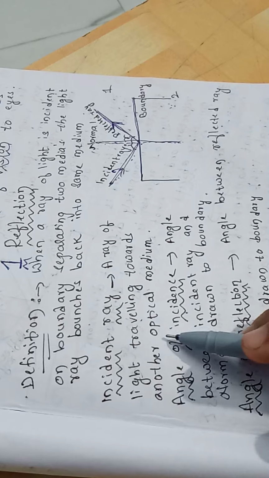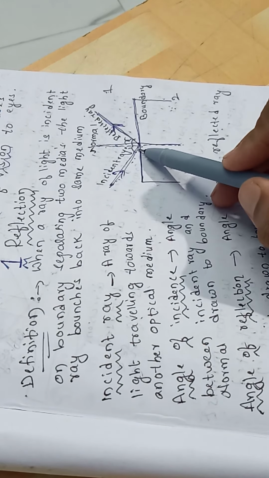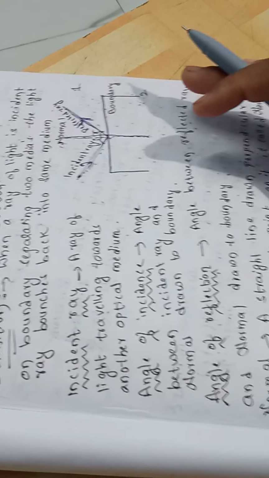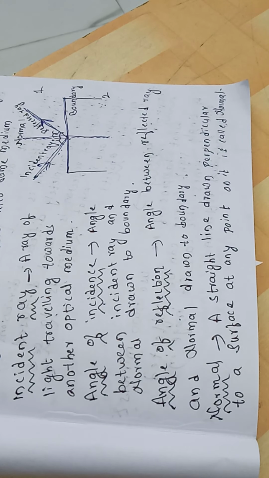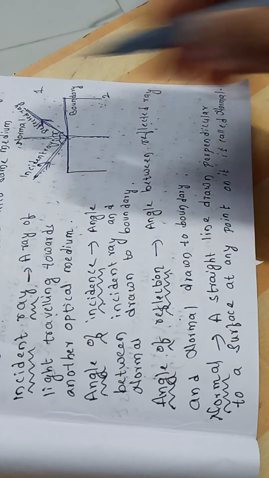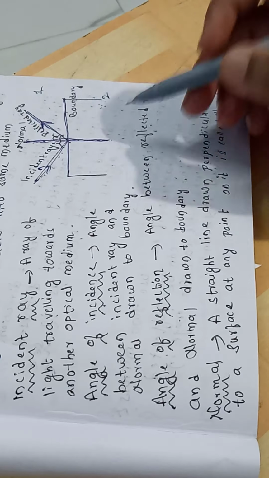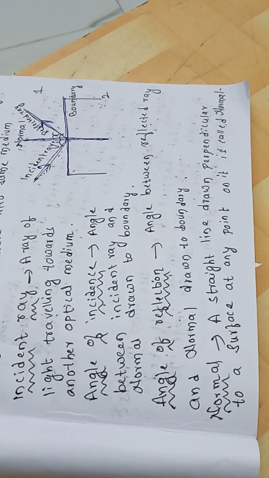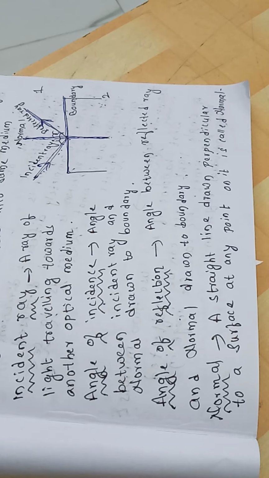Now incident ray means a ray of light traveling towards another optical medium, that we call it as incident ray. And do you know what is normal? Normal is nothing but a straight line drawn perpendicular to the boundary or surface. We call it as normal.